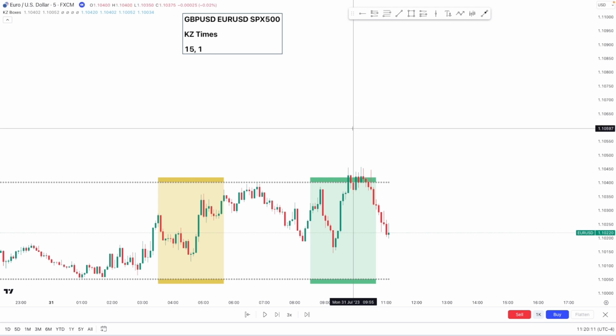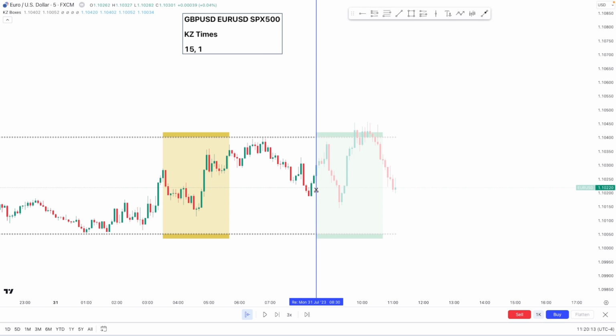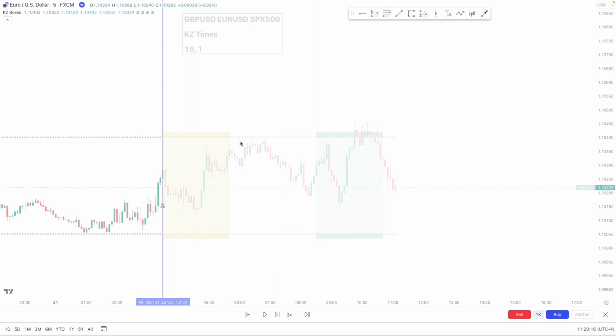So there's an example right over here. Very, very nice. As you can see, we're going to go on the London one first, actually, and then we're going to go on the 15-minute time frame.